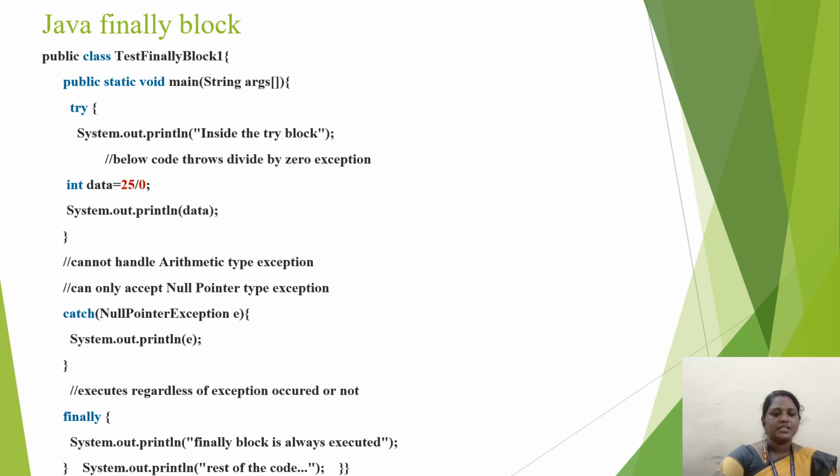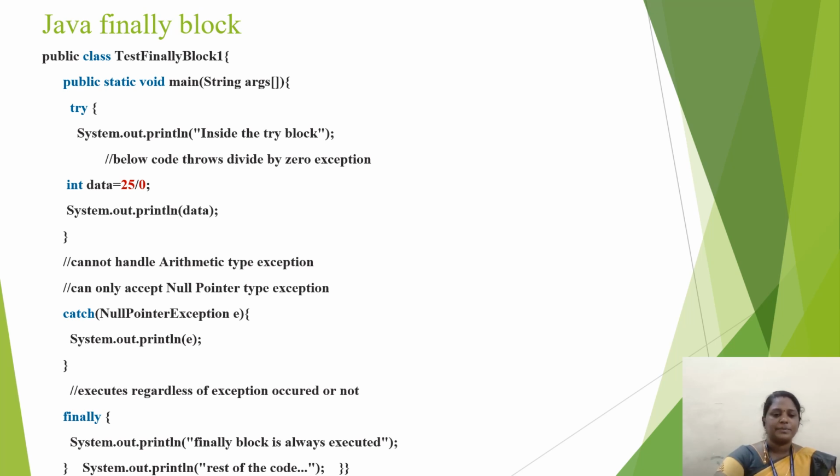So what are the advantages of using the finally block? Whether the exception is handled or not, the finally block must be executed. This is the main advantage of using the finally block. In this example, the exception in the try block is an arithmetic exception, but the catch block handles a null pointer exception. Whatever it is, the finally block must be executed whether the exception is handled or not. This is an example program of the Java finally block.